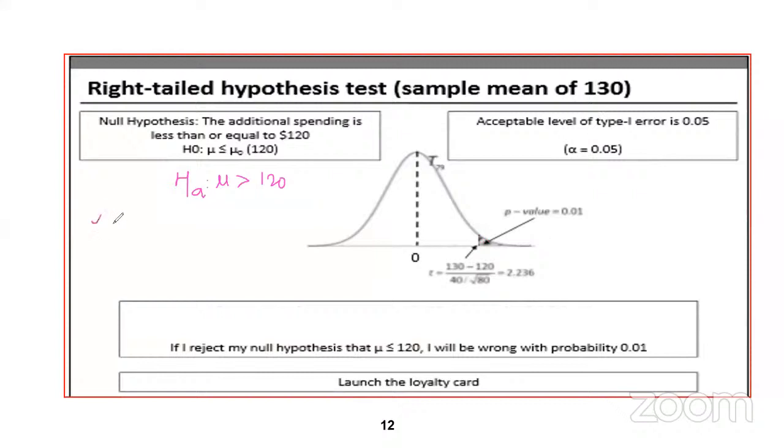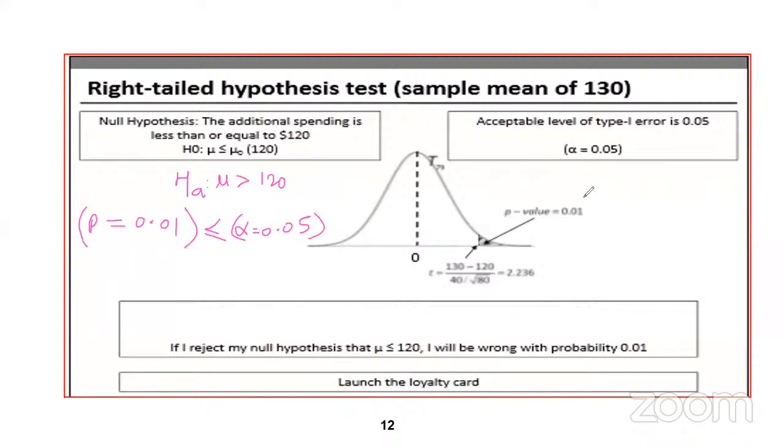So we have alpha, and we have the p-value, which is equal to 0.01, which is less than or equal to the alpha value. The alpha value is equal to 0.05. Right.